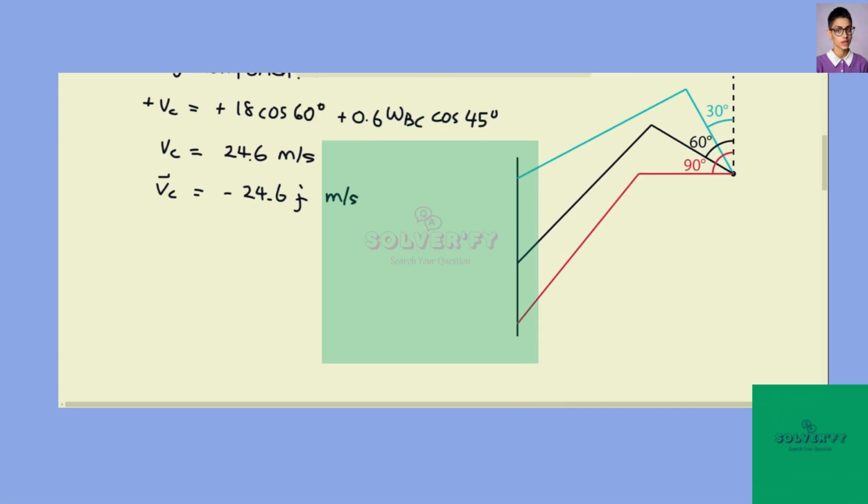Then this is the general plane motion for the whole situation. The blue line is when the angle is 30 degrees, the black line is when theta is 60 degrees, and the red line is when theta is 90 degrees. Just to recall, VC is 24.6 meters per second, and that's all for this question.